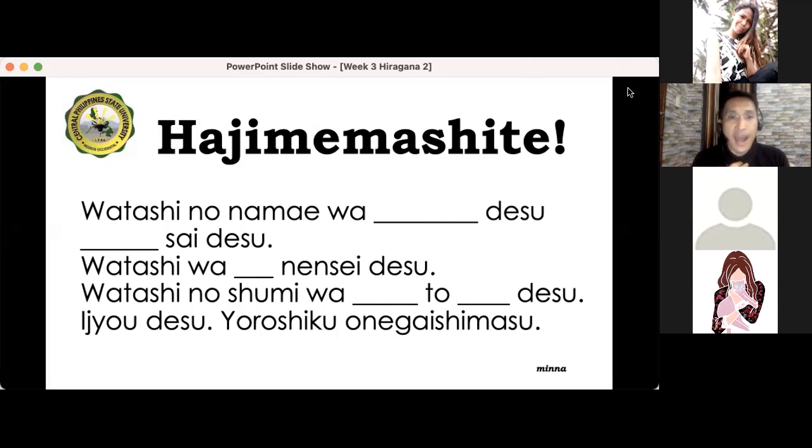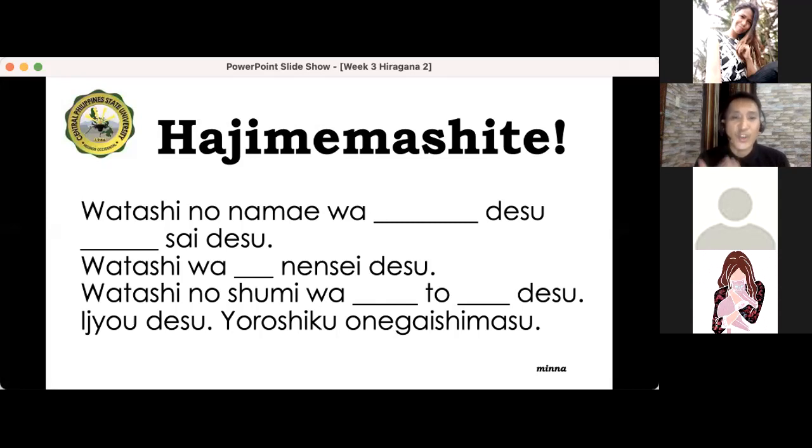Watashi wa, so I am a first year student. So watashi wa ichinensei desu. Okay. Watashi no shumi wa, my hobbies are. Watashi no shumi wa ryori to sportsu desu. Ryori means cooking and sports. So watashi no shumi wa ryori to sportsu desu.